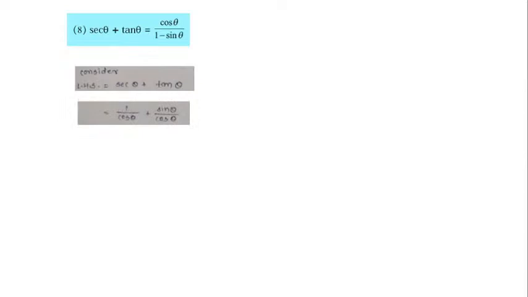The next question is sec theta plus tan theta is equal to cos theta divided by 1 minus sin theta. So consider again the left hand side, that is sec theta plus tan theta. We have to substitute both of these two terms, sec theta and tan theta.